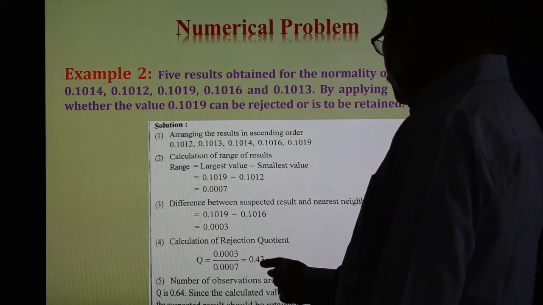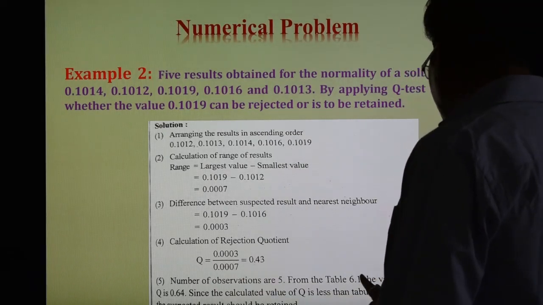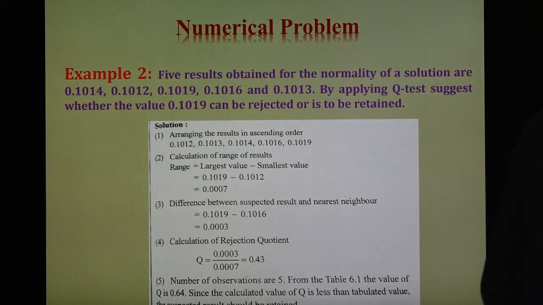Again, now 0.43, compare the calculated Q value with the value for 5 observations. For 5 observations, the value of Q is 0.64, and therefore the calculated Q value 0.43 is less than the Q value from the table, that is 0.64. Therefore, the suspected result is to be retained, because the calculated Q value is less than the Q value from the table for 5 observations, and therefore the doubtful value, that is the suspected value 0.1019, is to be retained.